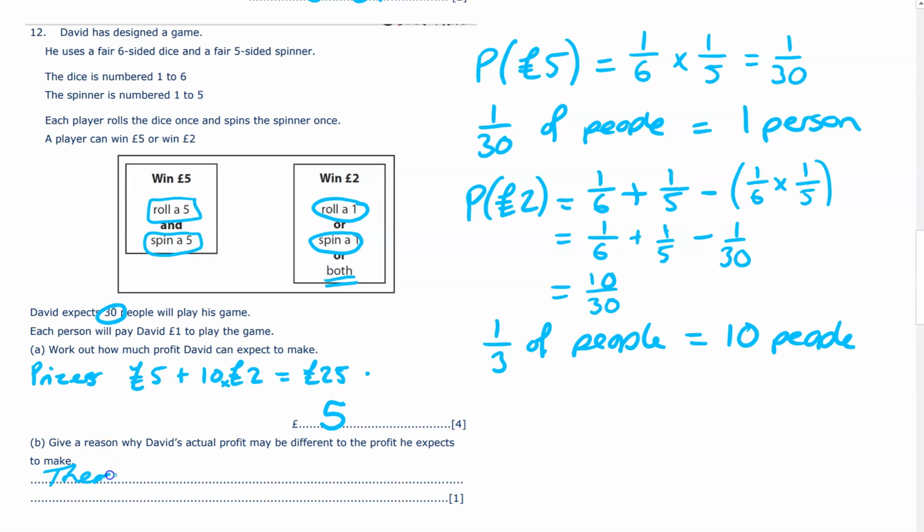Theoretical probability, I'm going to shorthand it, is often different to real life. Something along those lines. You might get a couple of people that get really lucky. You might go for ages without sending it out. He might only do it for an hour. He might do it for a whole day. All of that kind of impacts on how many people are going to win.